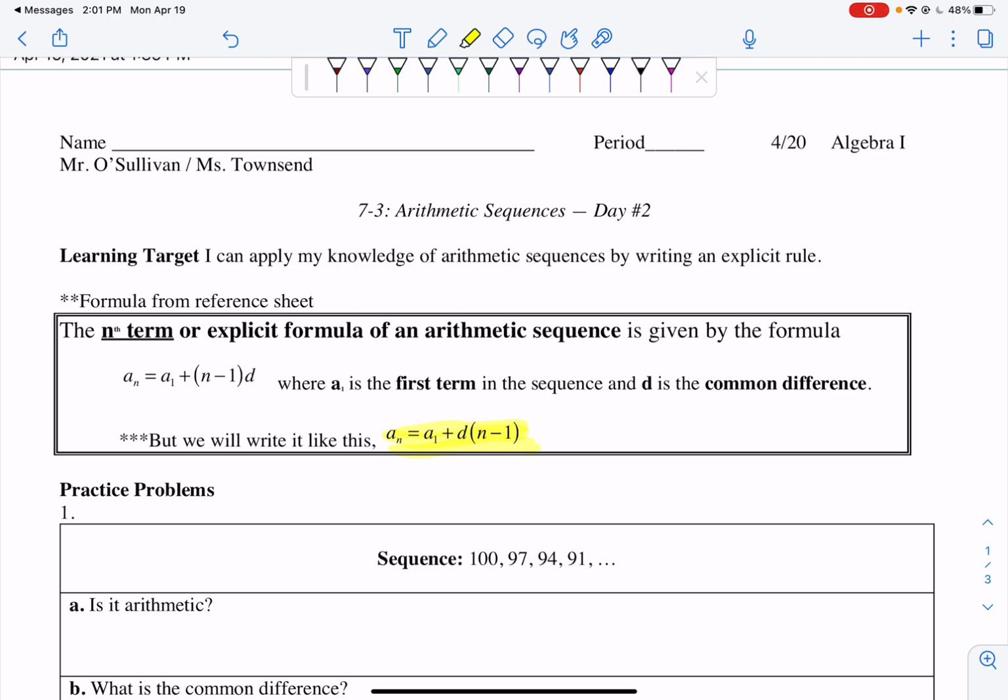Today's learning target is I can apply my knowledge of arithmetic sequences by writing an explicit rule. This is built off of yesterday's lesson, so we're going to just do a little more practice. There is no Delta Math. The only Delta Math you're doing is the one that was for yesterday's lesson.